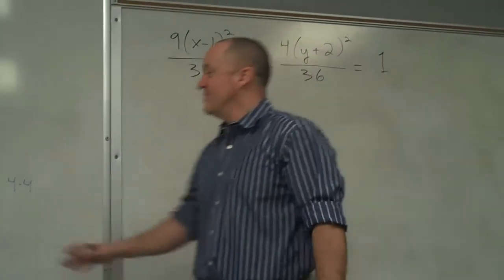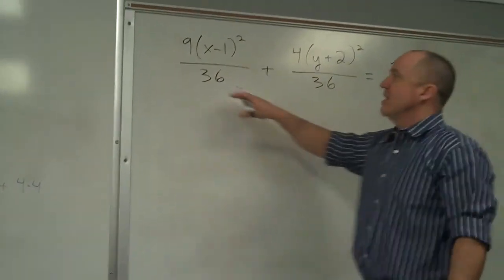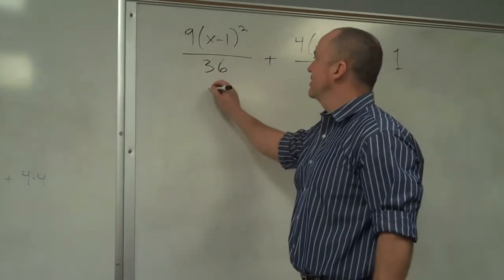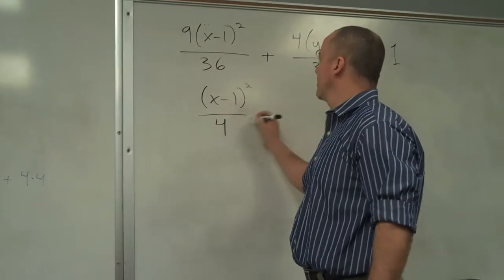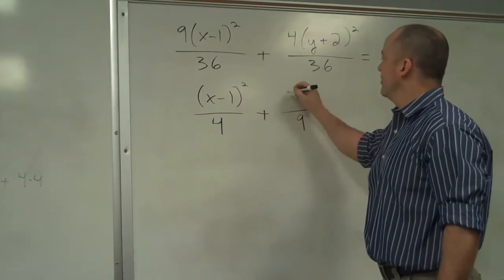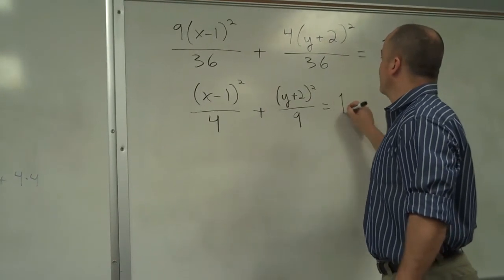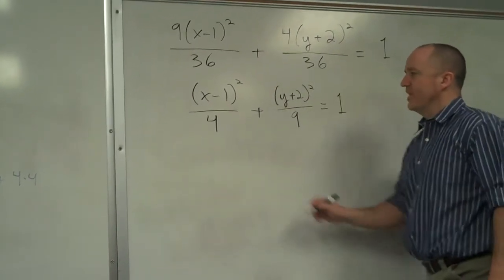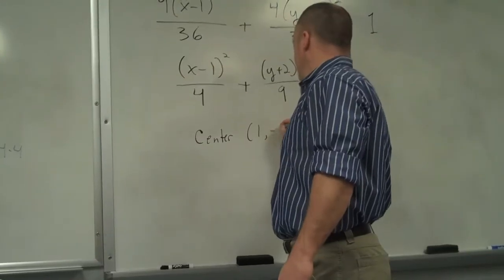So, I divide both sides by 36. 36 divided by 36 is 1. 9 divided by 36 gives me a 4 on the bottom. It's actually 1/4, but it's on the bottom there. 4 divided by 36 will give me 9 on the bottom. And now we can say that we have an ellipse with a center at 1, -2.